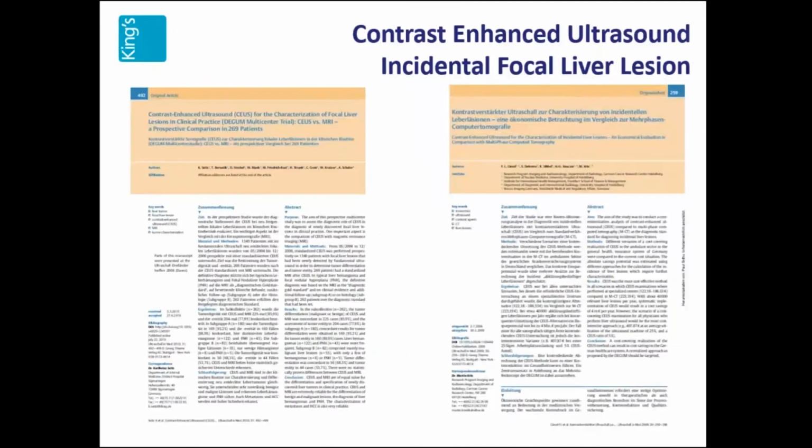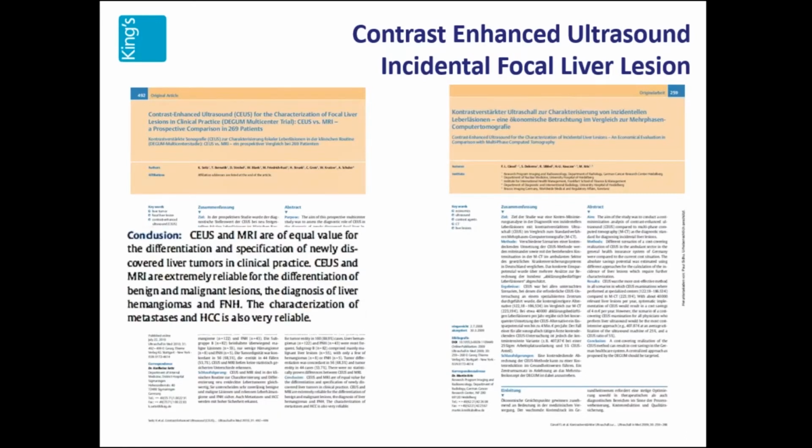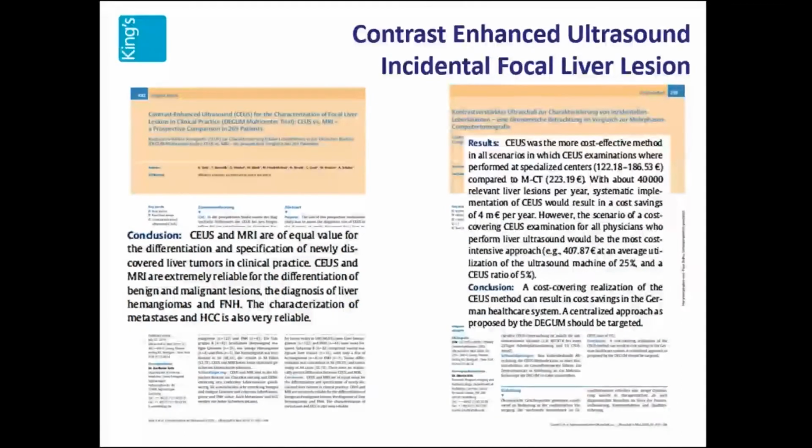Now, looking at the use of contrast in liver disease, DEGUM, which is the German Society for Ultrasound, has looked at the use of contrast-enhanced ultrasound in this situation, and they produced 2 landmark papers on this. One was to say that it was very accurate and reliable compared to MRI for differentiating benign and malignant lesions. So this is the most important thing for you as a practitioner at point of care ultrasound. But also DEGUM has indicated that there is a cost saving for the German healthcare by introducing contrast-enhanced ultrasound in the pathway, so you stop the downstream investigations.